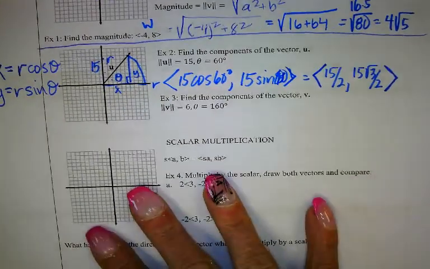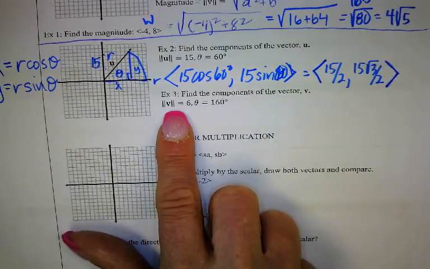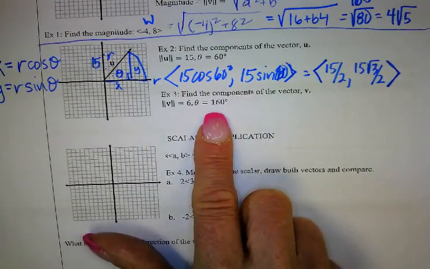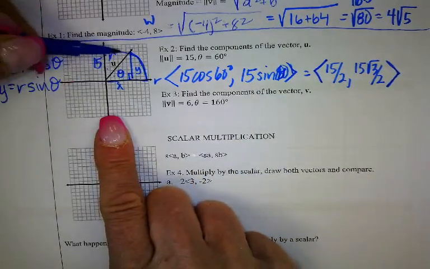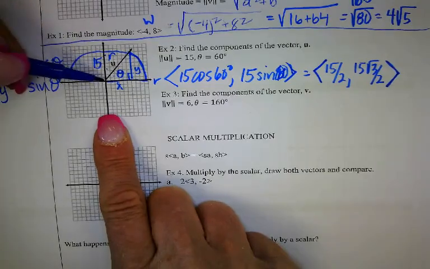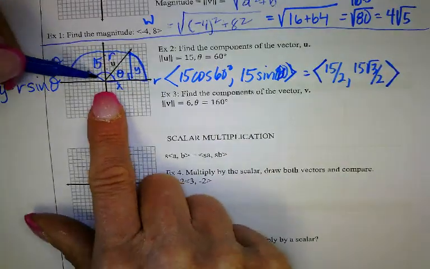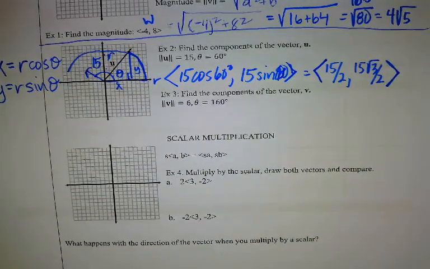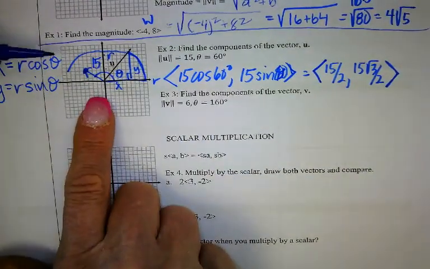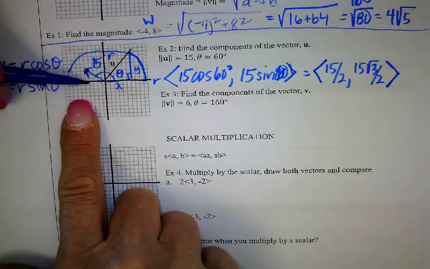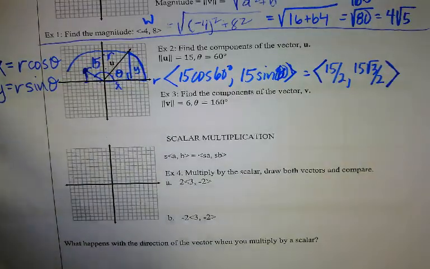All right, now we want to find the components of this vector if the magnitude is 6 and the angle is 160. The angle of 160 is going to be way over here, and a magnitude of 6 is shorter than that one. So this would be like 160, 6. I draw a picture of it because the component form should be a negative x and a positive y. That's just a way for me to double check that I have the right component form when I'm done.